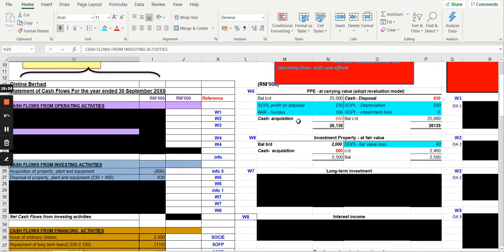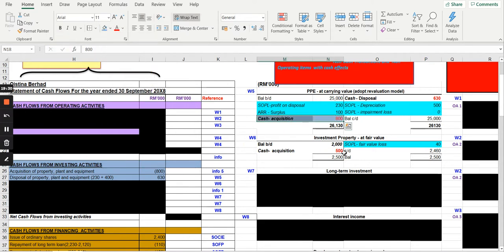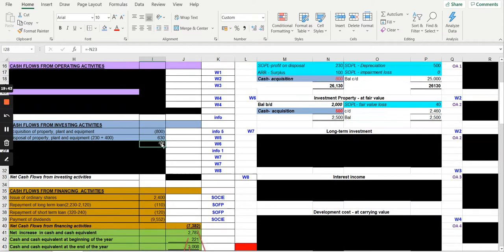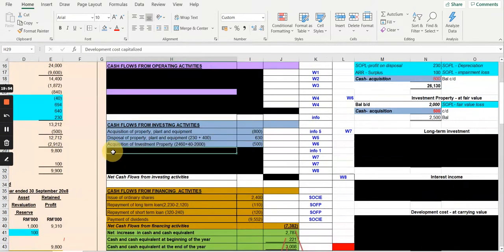So I put the color here for you. That one will be blue. Okay, and then this is also blue. This is blue as well to show that these are the cash effect of it. Okay, now we put the item for investment property. That was acquisition of investment property for cash. If this is not for cash, do not include.